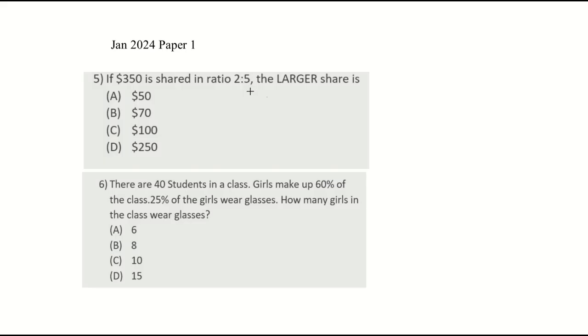So we know the total amount in parts would be 7 parts is 350. So 1 part would be 350 divided by 7, which is equal to 50. So 50 per part, right? They want to know 5 parts. 50 by 5 is $250, which is D. Alright, and that is the answer.